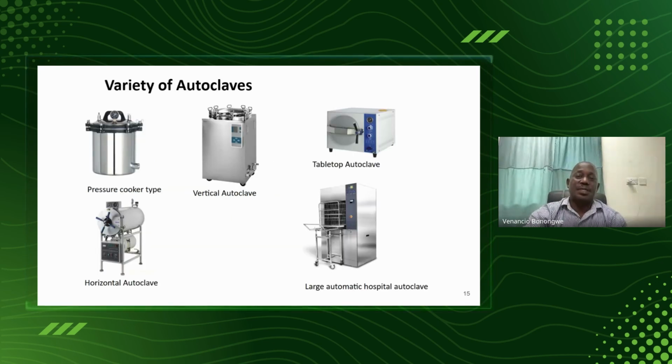There in the picture, we are able to see the types of autoclaves. We are seeing the pressure cooker type, the vertical, and we have the tabletop, I think, which we are presenting. And we have also the horizontal industrial autoclave, and we also have the large automatic hospital autoclave.